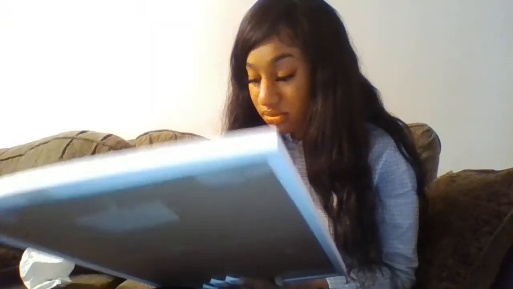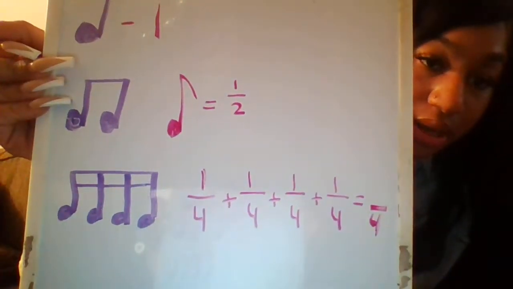Okay, so I'm just going to add the numerators. So 1 plus 1 plus 1 plus 1 is 4. And so the answer is 4 over 4. And anytime the numerator and denominator are the same exact number, it equals 1. And that is how this one equals 1 beat.